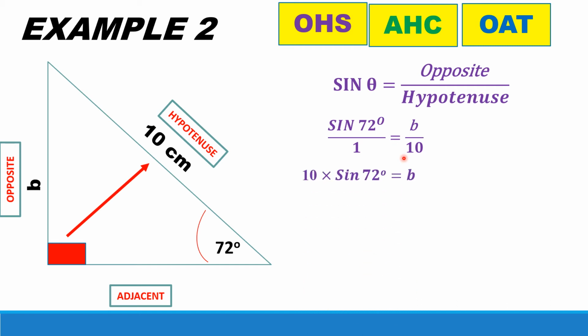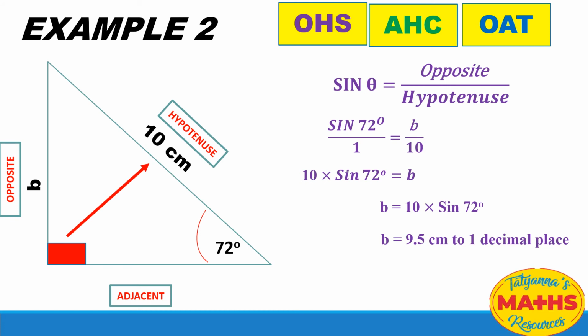We're going to cross multiply. 10 times sine 72 is equal to B. And B times 1 will give us back B. We're trying to find B, so in this case we just multiply. We're not going to be dividing here. So B is equal to 10 times sine 72 degrees. Plug that into your calculator. You should get 9.5 centimeters to 1 decimal place.